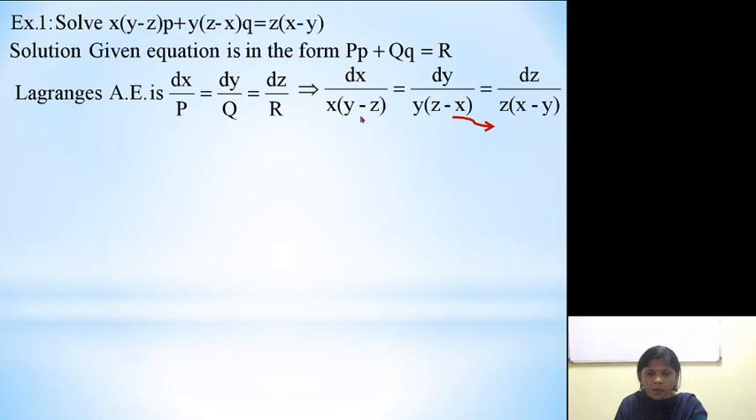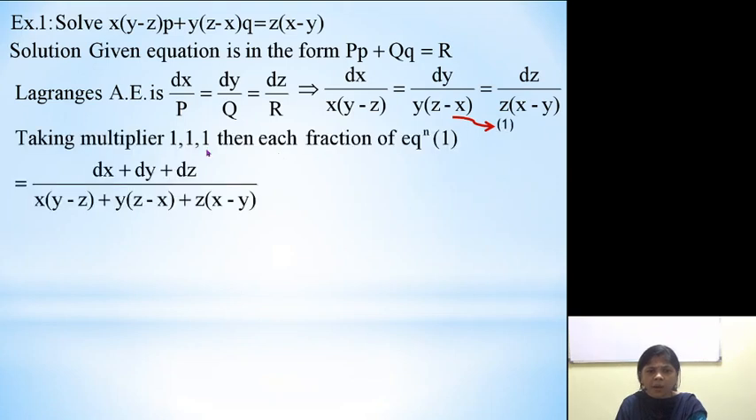So now if you observe this carefully, what is the observation? Here I have x, then y, z; the next starts with y, z, x; and then z, x, y. So x, y, z are in cyclic rotation in each fraction, and their power is the same, that is 1. So in this case we can take the multipliers as 1, 1, 1, right?